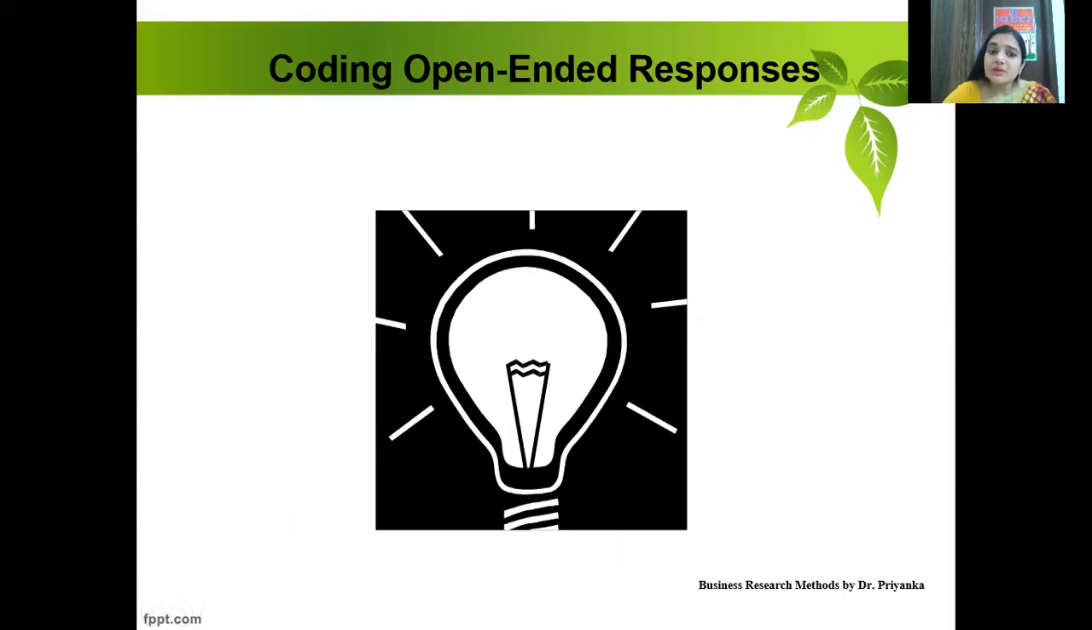Now coding open-ended responses. When it comes to close-ended responses, we already had responses in our hand, and they were pre-decided. Either you would be having 5 options or maximum 10 options, or whatever it is, you already have a record of that, right? 10, 12, 13, 14, 15, as many options can be there, but you already have a record of them and you can easily code them, right?